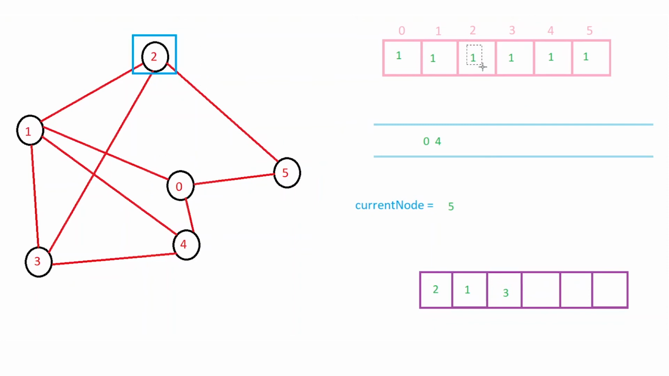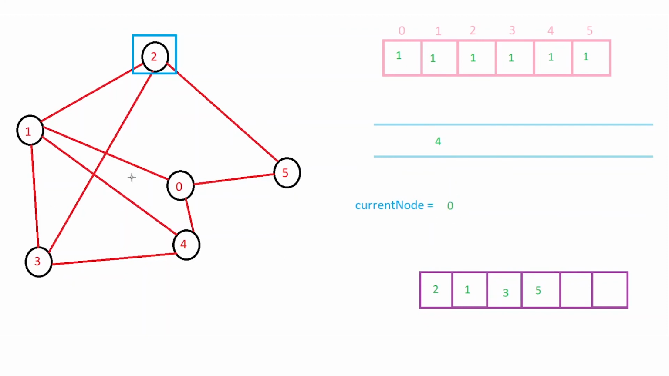We check whether they have been visited. 2 has been visited and 0 has also been visited. Therefore, these two elements will not be pushed in the queue. And we will again store this value here and assign 0 as the current node.